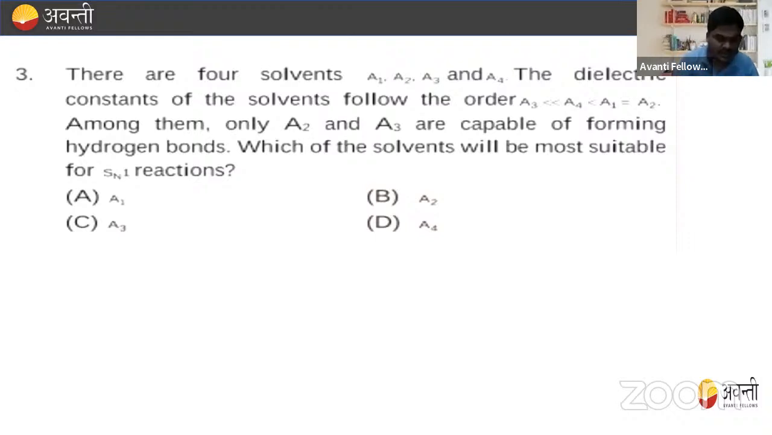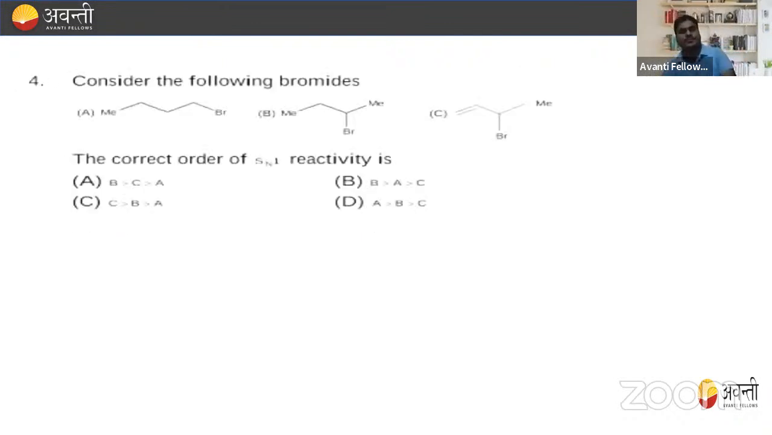SN1 reactions are favored by an increase in the polarity of the solvent. So the higher the polarity of the solvent, the higher the rate of SN1 reaction. So which one is correct? That is A2. So if the value of A2 is more, then this product will be formed. Right. Now, again, consider this equation.